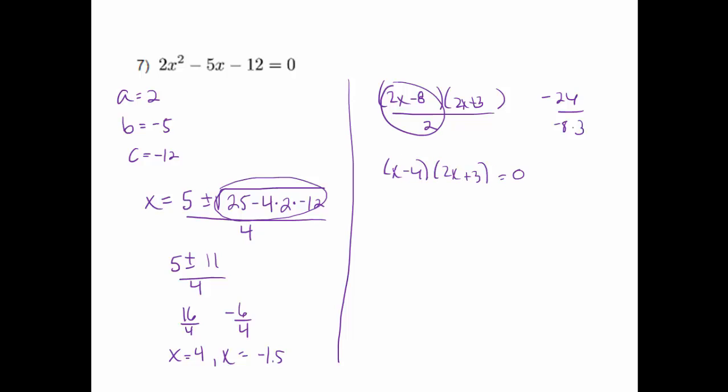And now using the zero product property, this one will be easy to get. It's just x equals 4. This one we actually have to set equal to 0. So I'm going to subtract 3. I'll get 2x equals negative 3. Divide both sides by 2. Negative 3 divided by 2 is negative 1.5.